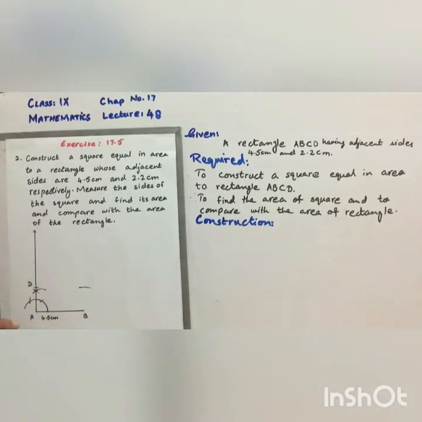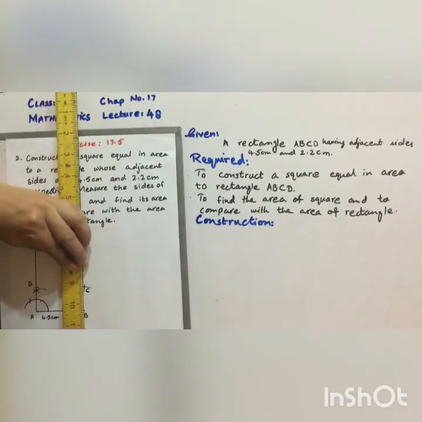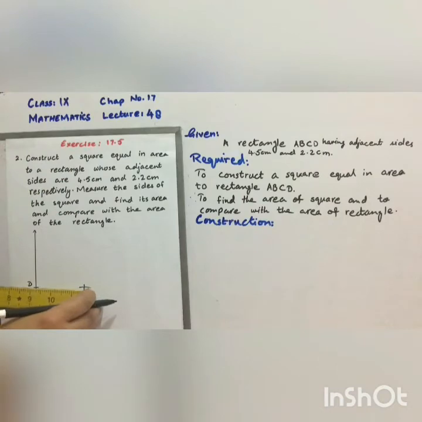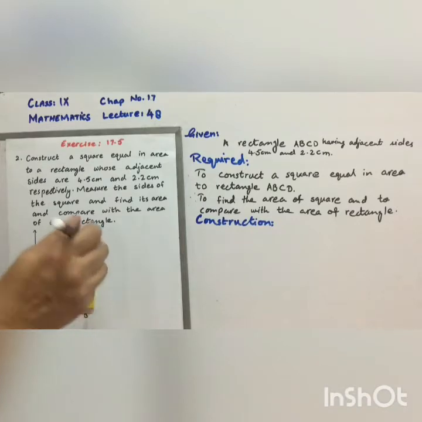Now with center D and radius AB or 4.5 centimeters, mark an arc to cut the previous arc at point C. Now join B to C and C to D. Our rectangle is formed.